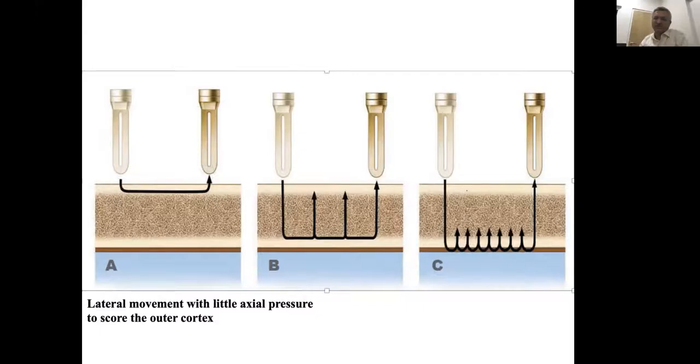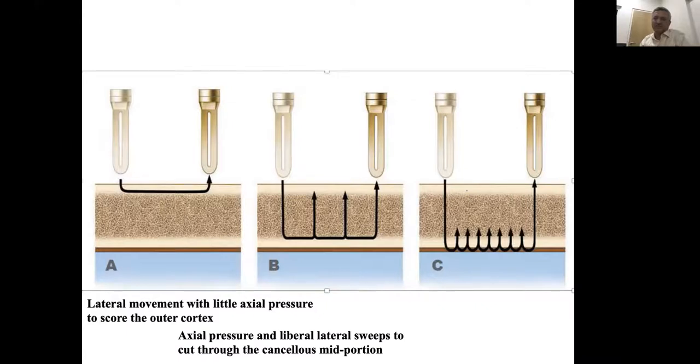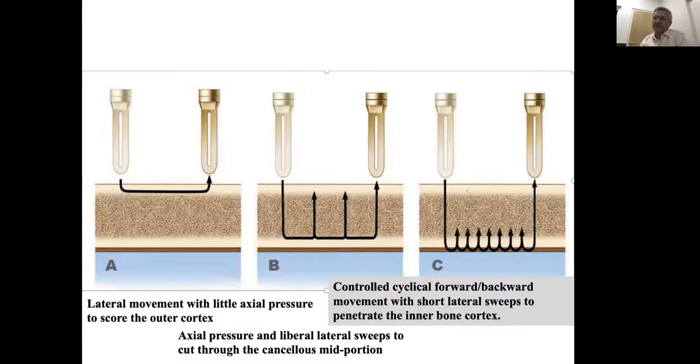First, you start with the lateral movement for the outer cortex. You go with the axial pressure and the liberal, go through and through, like anteroposterior movement, to the cancellous mid portion. And then you do the final cut with a controlled cyclical motion.